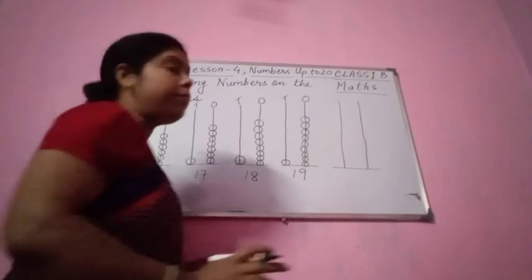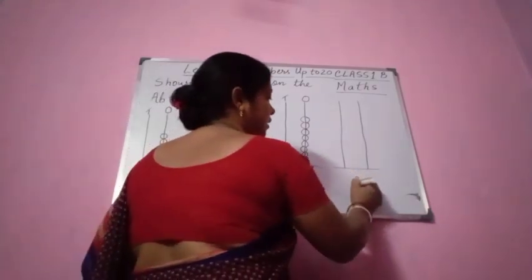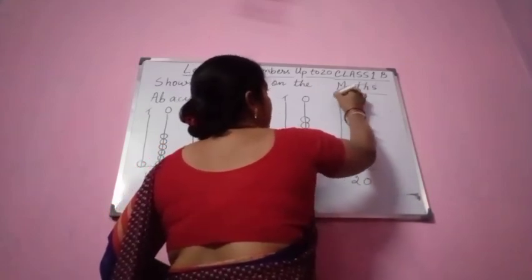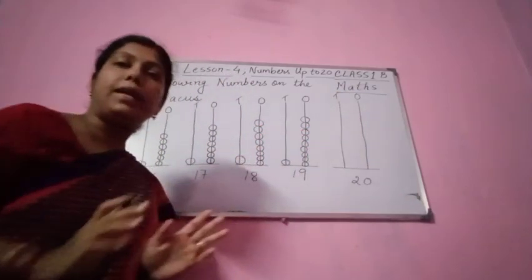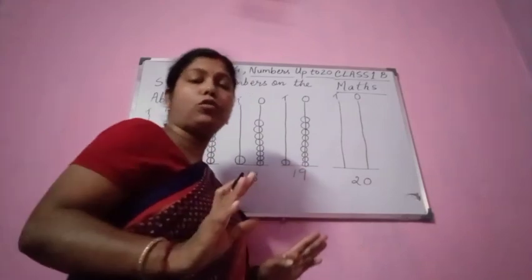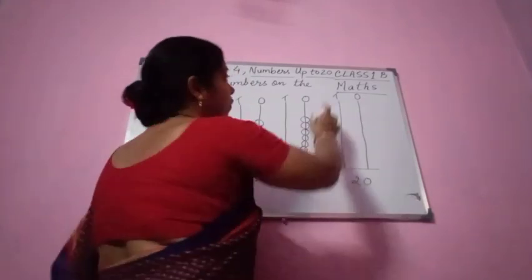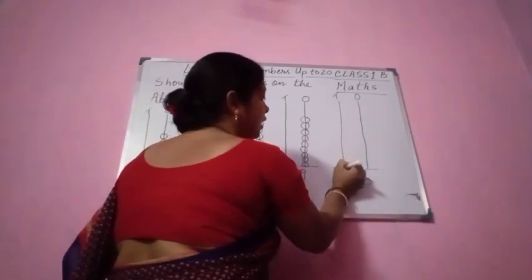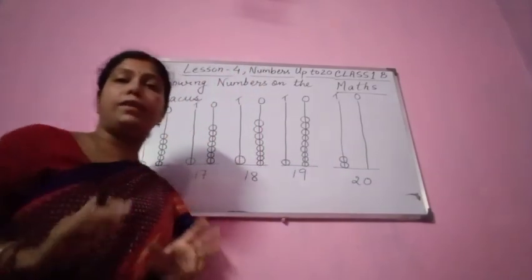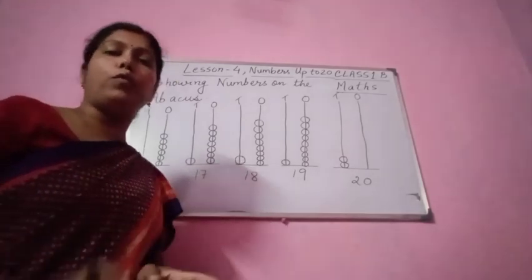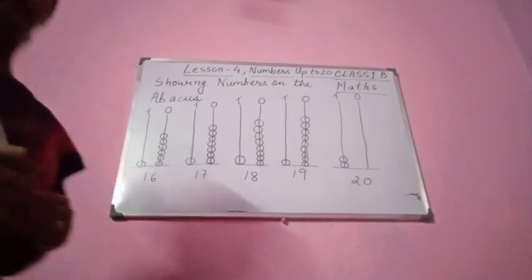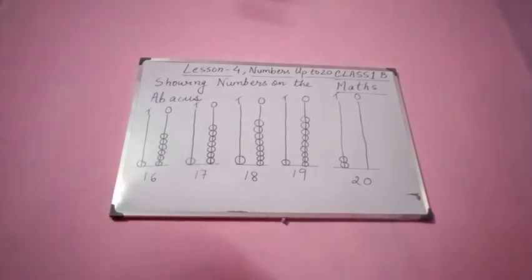Now 20. 20 means what? 20 means 2 tens, isn't it? So in the place of ones we are not going to draw anything. In place of tens we are going to draw only 2 beads. This is 20. So from numbers 1 to 20 we have represented on the abacus.